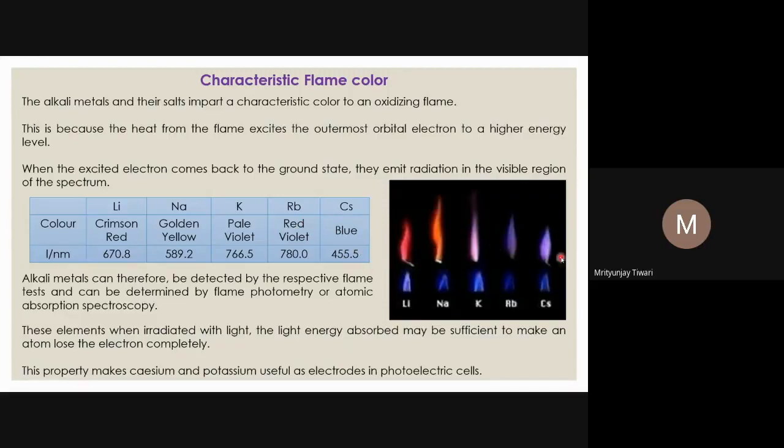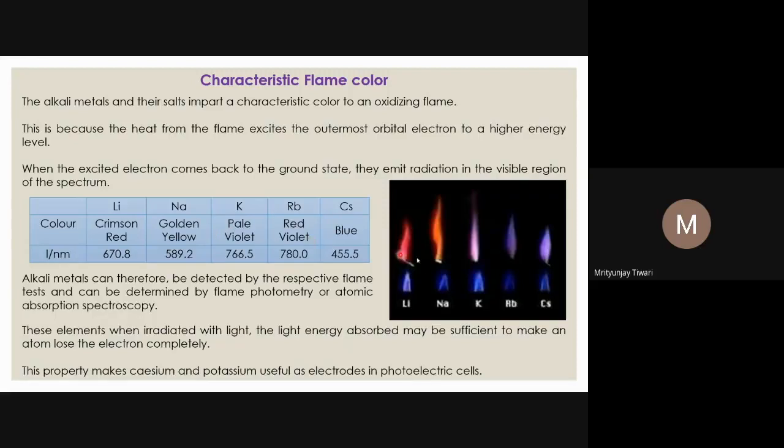I do not recognize the colors very well, so that is why I need to read them. Lithium is crimson red, sodium is golden yellow. You don't have to remember these wavelengths, that is not much important. These colors you should remember because they also come up in the practical classes, if you are in class 12 or you will go there, some practicals will have them. Potassium is pale violet. Slightly, the names of the colors change with different books. Rubidium is red violet, cesium is blue.